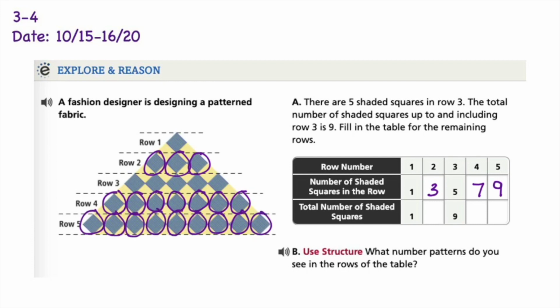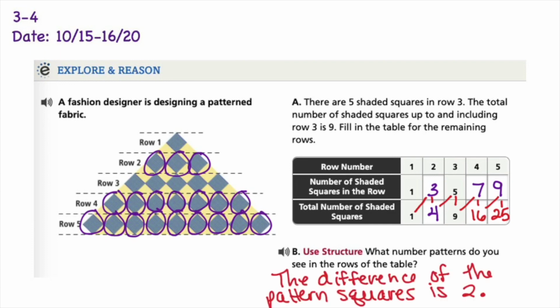So all you got to do to figure out what the numbers are is you just add diagonally. So 1 plus 3 is 4, so we put 4 down. And then 4 plus 5 is 9, and 9 plus 7 is 16, and 16 plus 9 is 25. So you just go diagonally and then down and put your answer. So what number patterns do you see in the rows? Well, we see that as each row increases, it increases by 2 shaded squares. So the difference of the pattern squares is 2 as you go down through the rows.